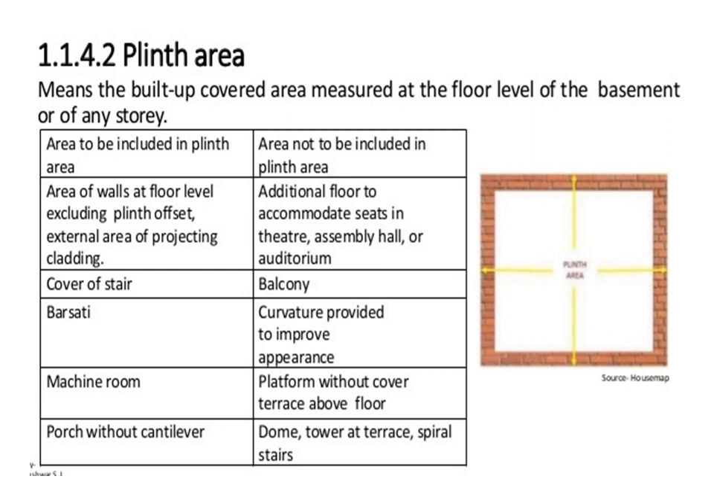Whereas the following areas are not covered in the plinth area. They are additional floor to accommodate seats in theatre, assembly hall or auditorium. Then balconies are not covered in the plinth area. Curvature provided to improve appearance is not covered in the plinth area. Then platform without cover, terrace above floor are not included in the plinth area. Domes, tower at terrace, spiral staircase are not covered in the plinth area.